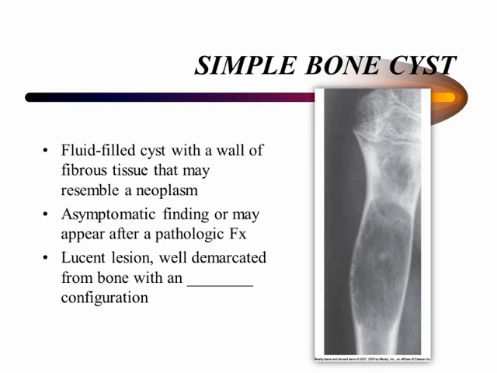Solitary bone cysts are asymptomatic and often discovered either incidentally or after pathologic fracture. The simple bone cyst appears as a lucent lesion that is sharply demarcated from adjacent normal bone and may have a thin rim of sclerosis around it. It has an oval configuration with its long axis parallel to that of the host bone and may cause cortical bone thinning.